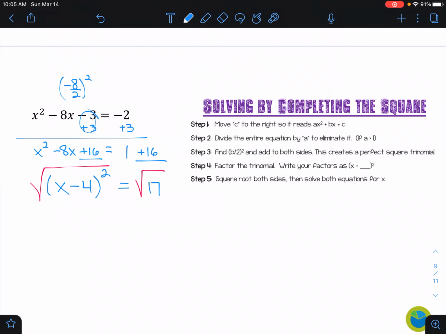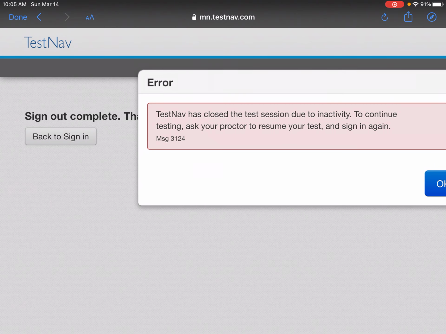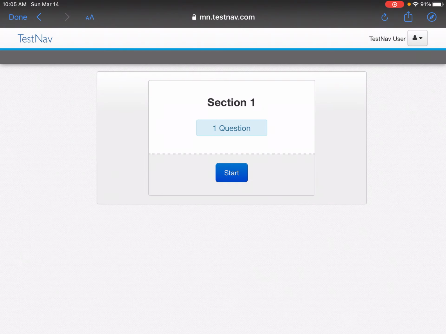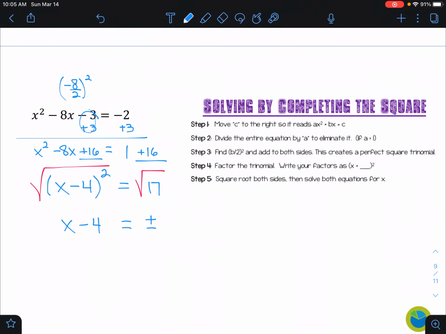Okay, and this is going to give me just x minus 4 equals, the square root of 17 is not super nice. I know I should have two answers, but let's see what that is. Okay, so square root of 17. Now we're going to round our answers to the nearest hundredth, so I'm going to go 2 decimal places. That is 4.12. So that's what I'm going to write. But I'm going to write plus or minus 4.12.